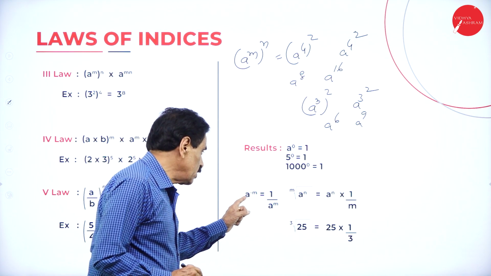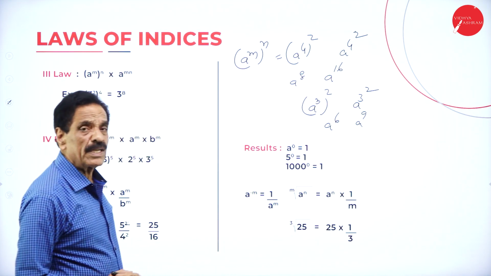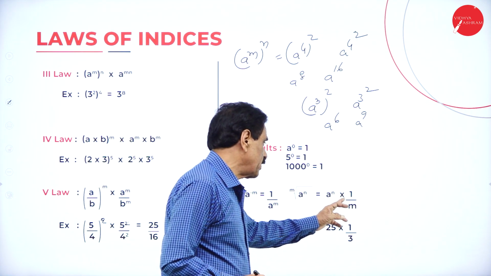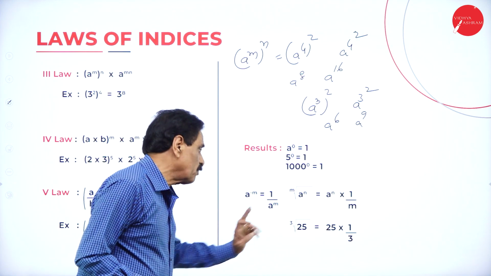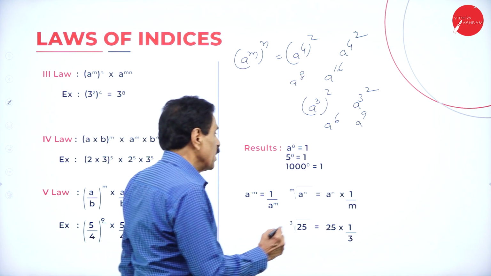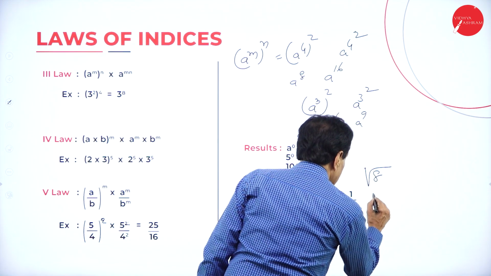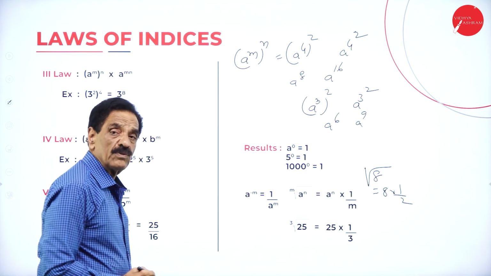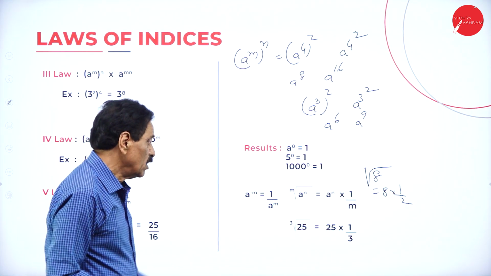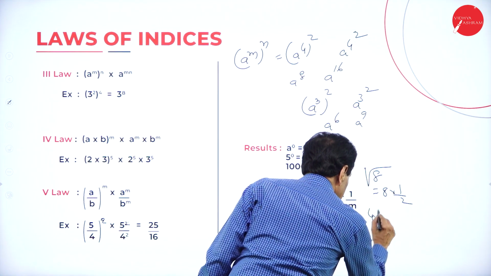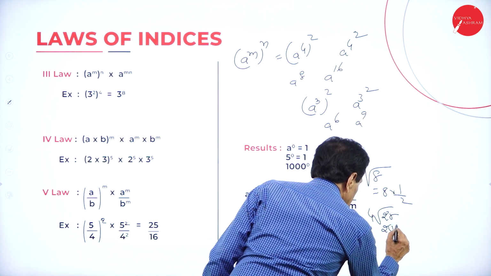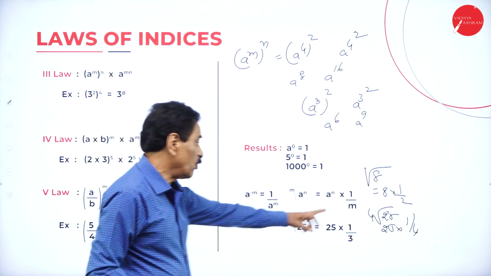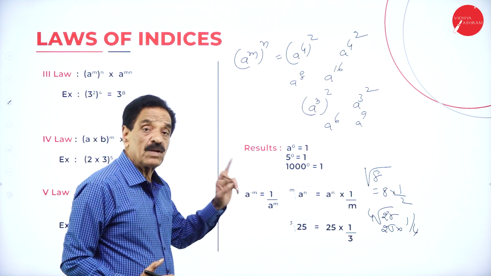Then another one: a to the power of minus m can be written as 1 over a to the power of m. Then m root of a to the power of n is a to the power of n into 1 over m. Cube root of 25 is 25 to the power of 1 by 3. By chance, if you have got a root 8, this is 8 to the power of 1 by 2. So, fourth root of 25 is 25 to the power of 1 over 4. Cube root means 1 by 3. Square root means half. Anything to the power of 0 is 1.